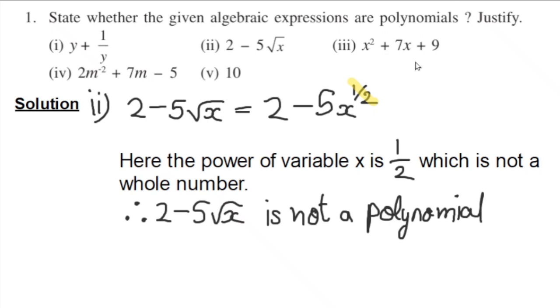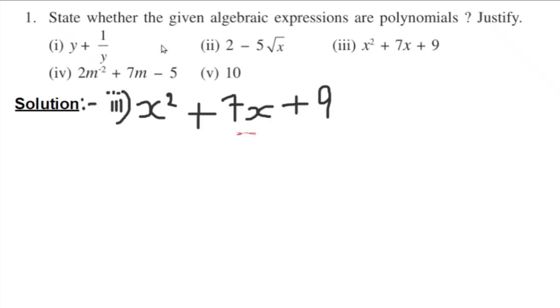Next we will solve the third one. The third one is x square plus 7x plus 9. Now see here, the power of the variable in the first term is 2. In the second term only x is there, that means the power of this variable is 1. And here 9 is a constant, so with 9 we have the variable x raised to 0. Here the powers of the variable are 2, 1 and 0.